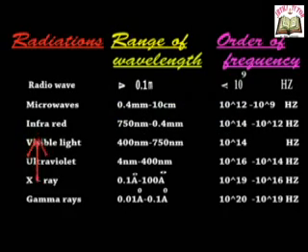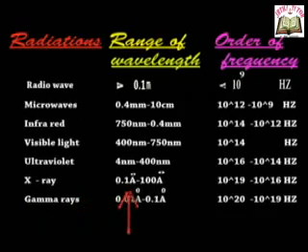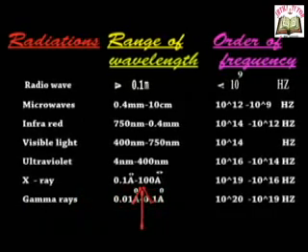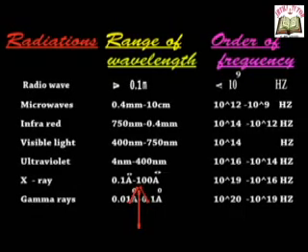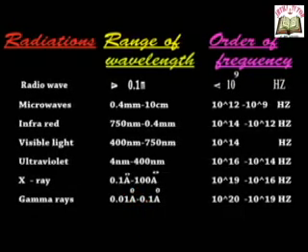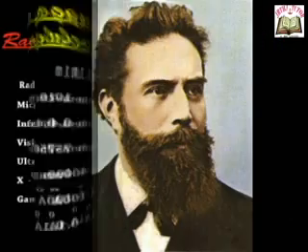X-rays. Electromagnetic radiations having a wavelength range of 0.1 angstrom to 100 angstrom are called X-rays. These rays were first detected by William Röntgen in the year 1895. Hence, X-rays are also called Röntgen rays. For this discovery, he got the Nobel Prize in the year 1901.